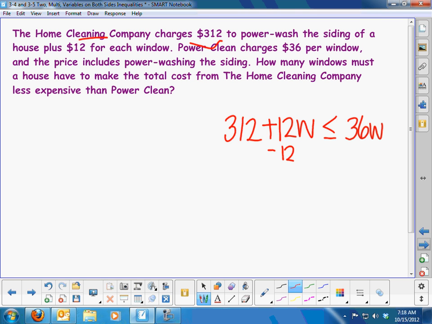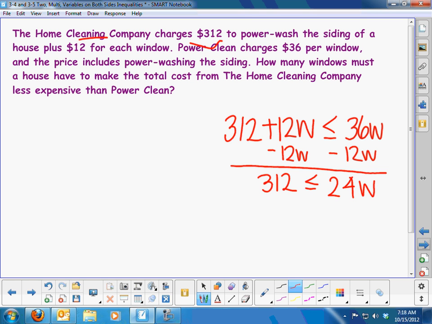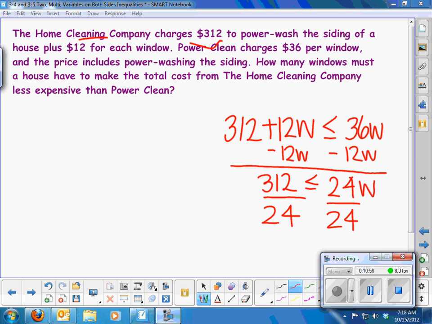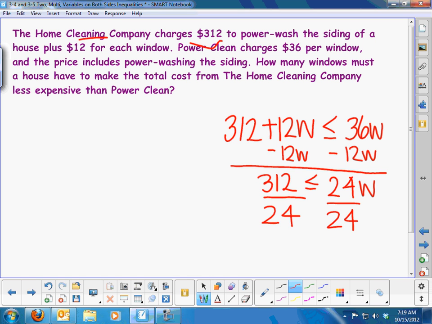I'm going to move the 12W over to get all my variables on one side. So I have 312 is less than or equal to 36 minus 12 gives me 24W. Okay, now I need to divide each side by 24, and now I'm going to need to figure out what 312 divided by 24 is. Okay, so I can see that 312 divided by 24 is going to give me 13, is less than or equal to W.